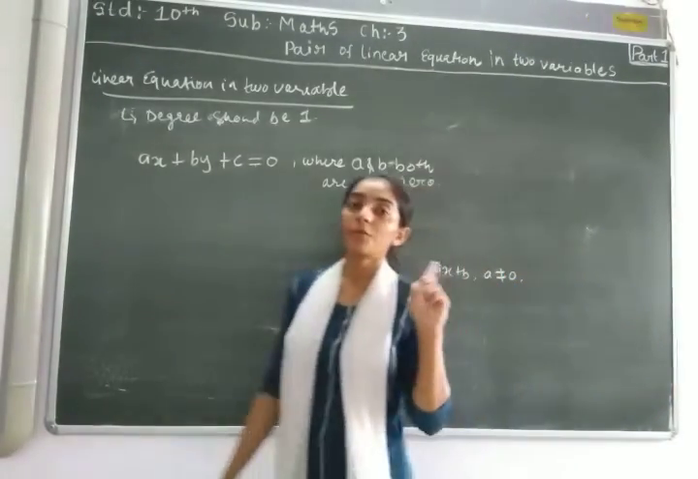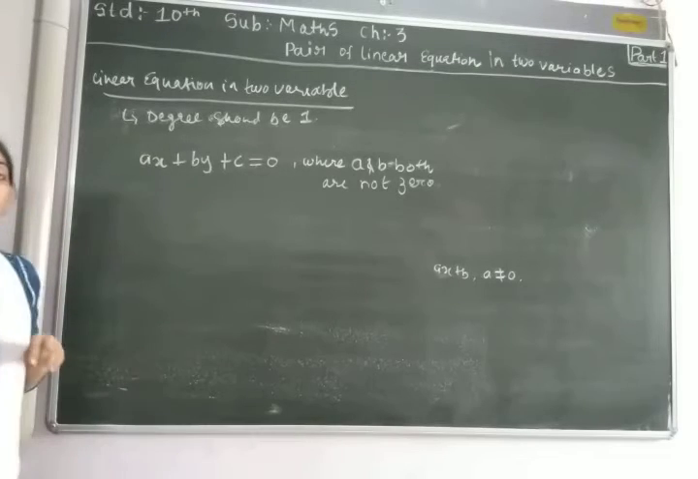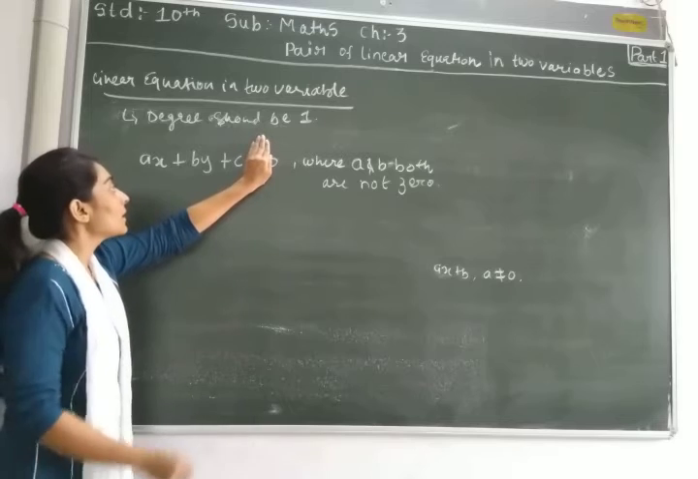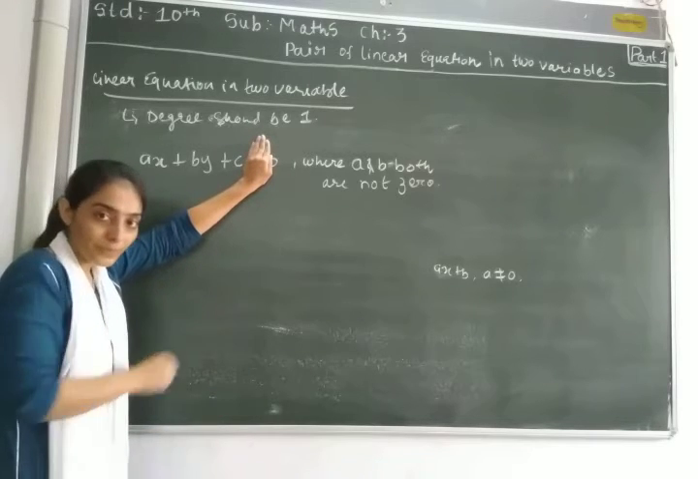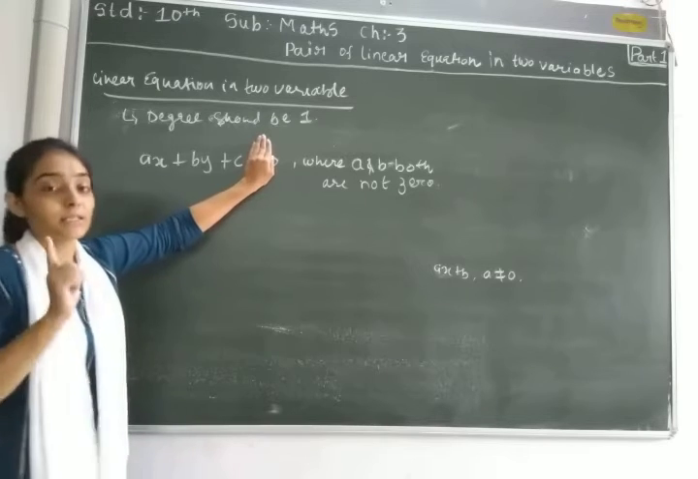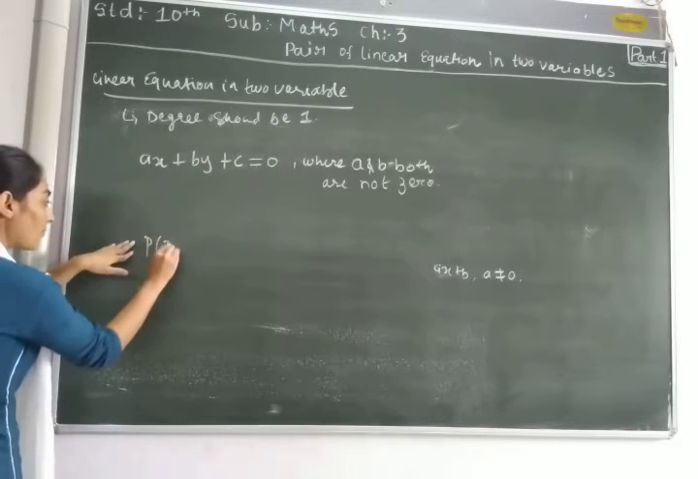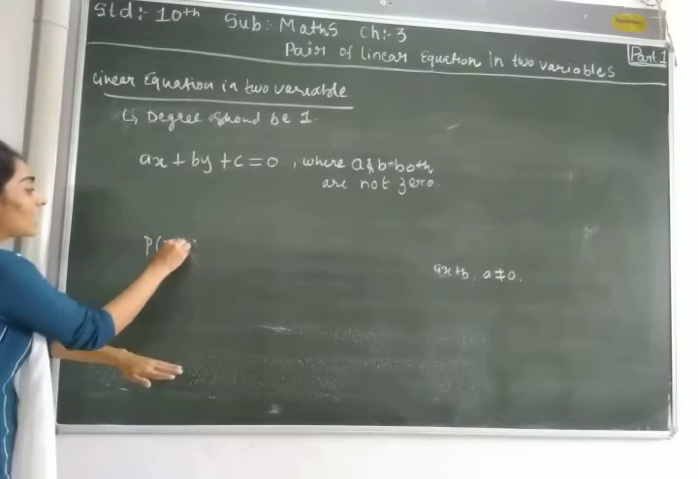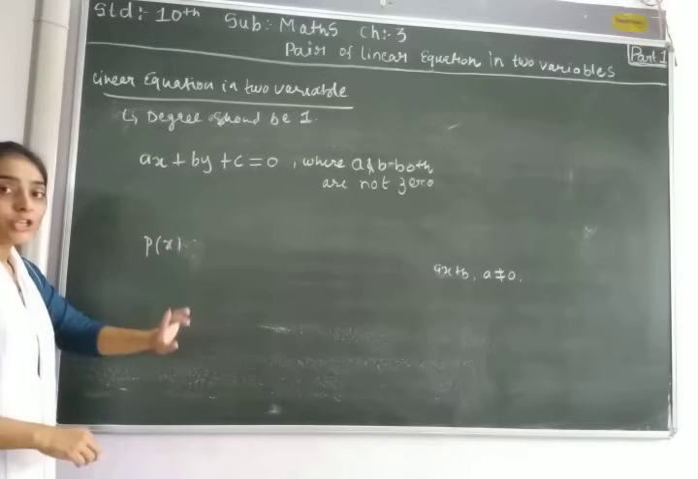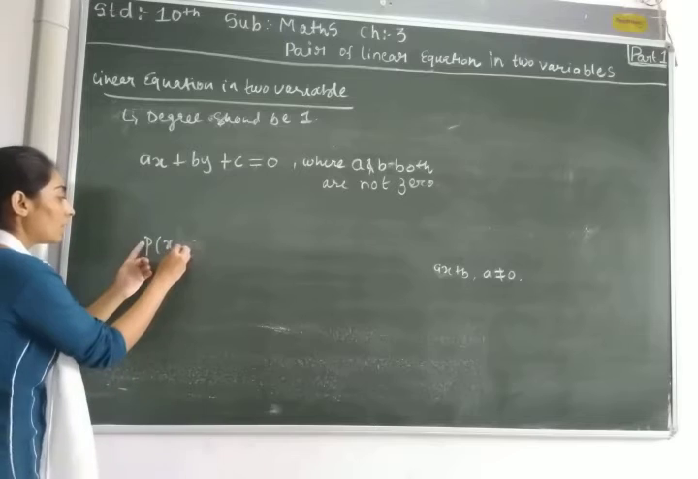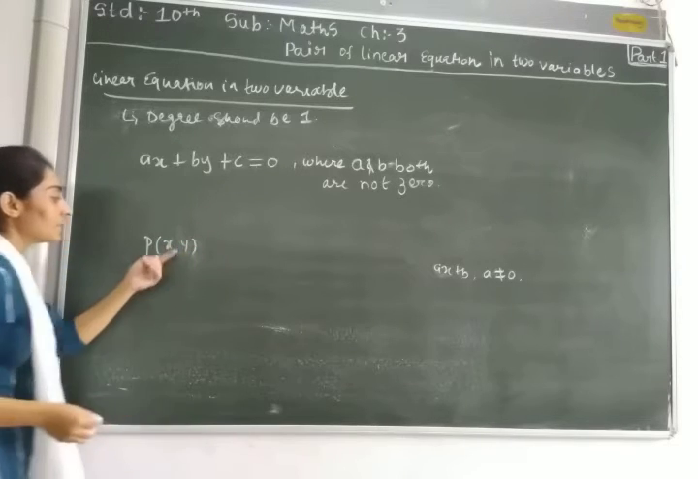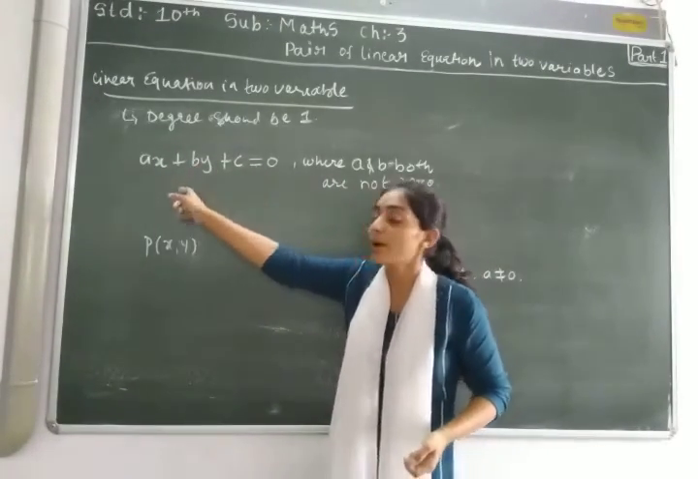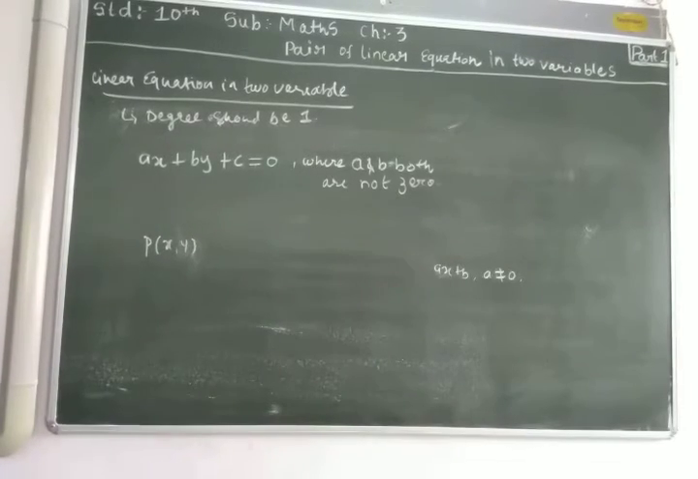What I am trying to say is, what is the degree of this? If you forget the equals-zero part, can we write it in polynomial form? Yes, you can write it like this way: P of x and y. If it is one variable, you write it like this. How many variables are there here? Two variables, so you can write P of x comma y. This way you can write a polynomial in two variables.